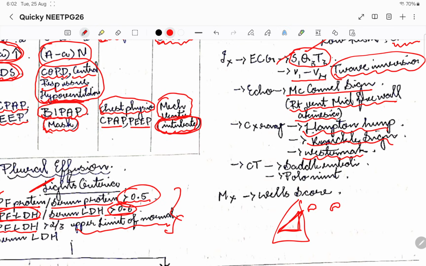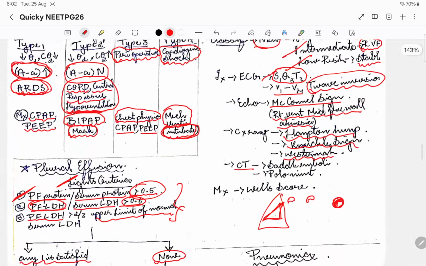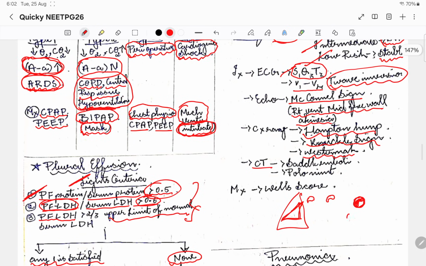Okay, so then coming to CT, there will be saddle embolism. When we take a CT, if there is an embolism in the pulmonary artery, there will be a saddle shaped embolism. Okay, so this is how you can diagnose pulmonary embolism. Then the polo mint sign. When we see an embolism here, this is how the polo mint would look, right? So polo mint sign will be like this.